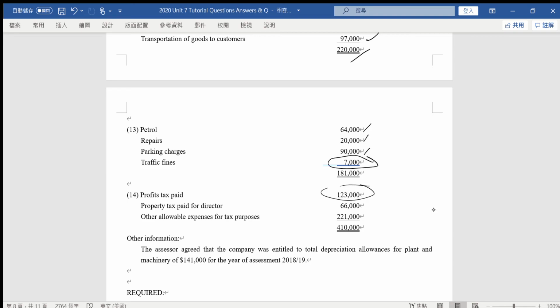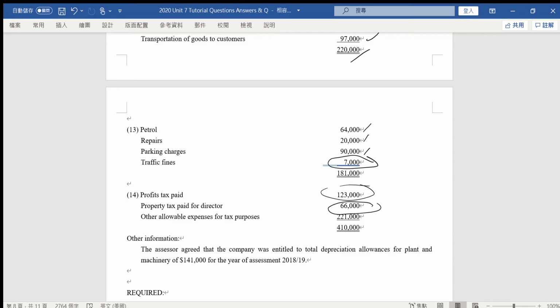And then the property tax paid for the director. That is nothing related to the company's production of assessable profit. That's why this amount should be added back. It's not allowed to deduct any. And the other allowable expenses for tax purposes, no need to adjust any, because it is mentioned as allowable.